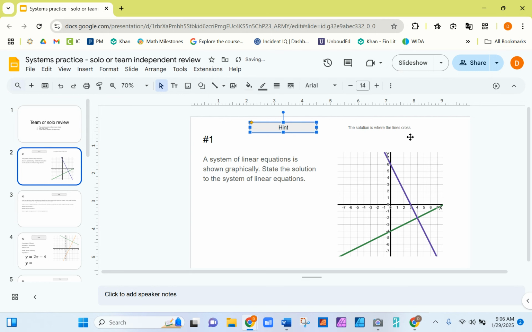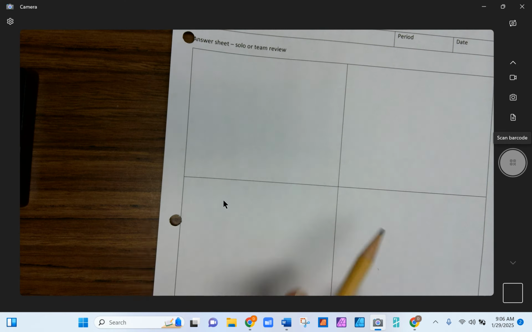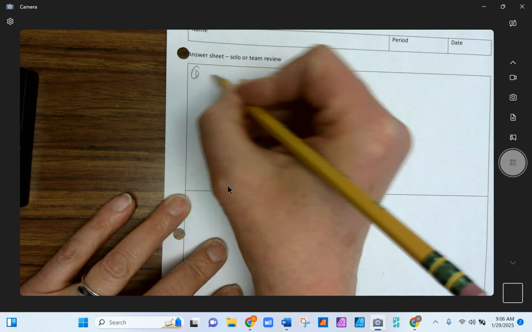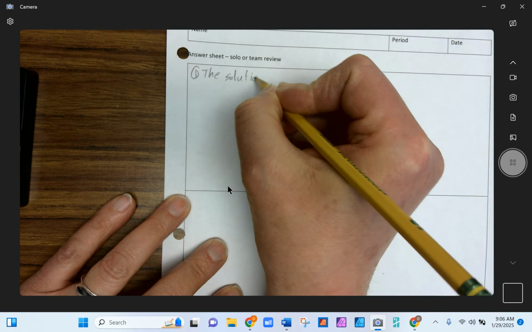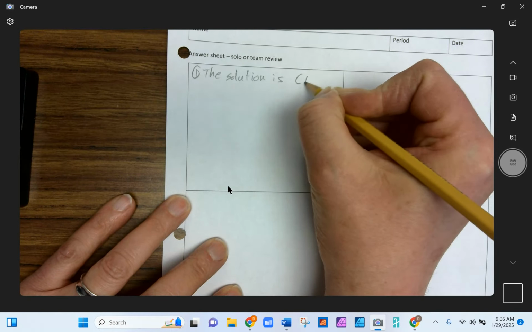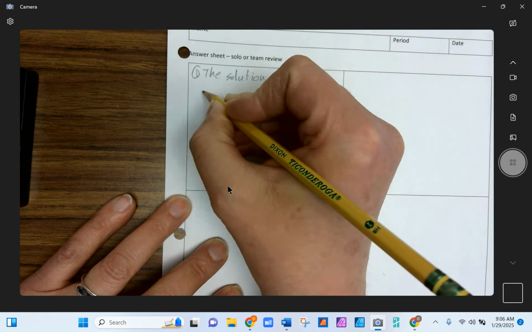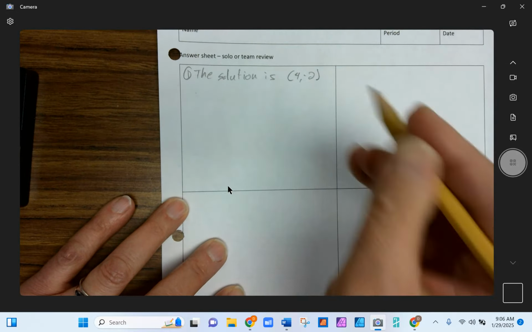If we look at the hint, we can say, oh, this is where the solution, this is where the lines cross. So boom, we see that the lines cross right here. So that's over 4, down -2. So that's what I'm going to put here. Say the solution is 4, -2.